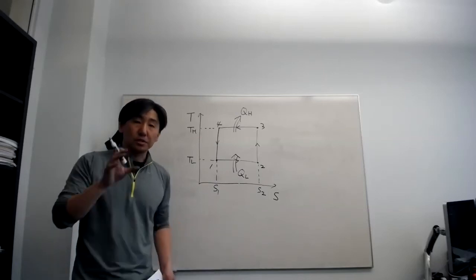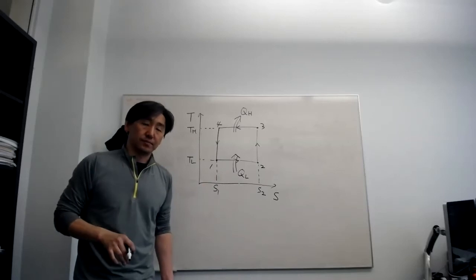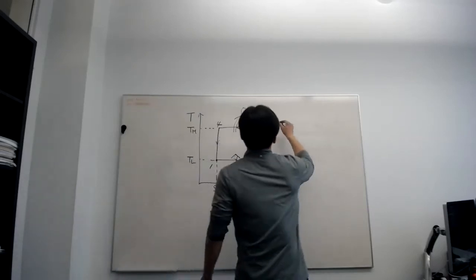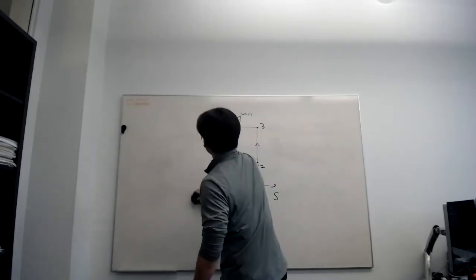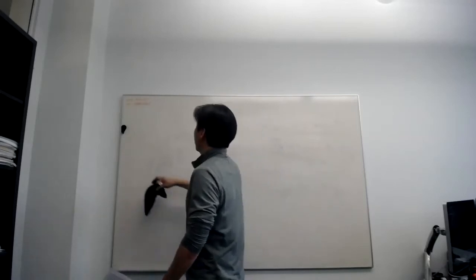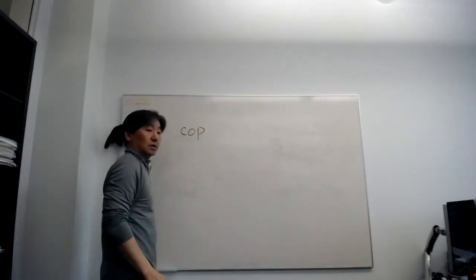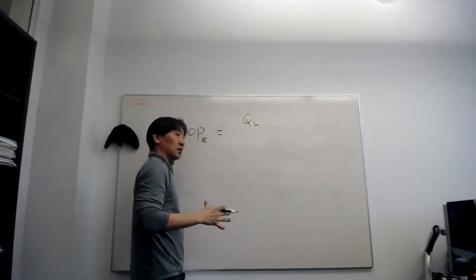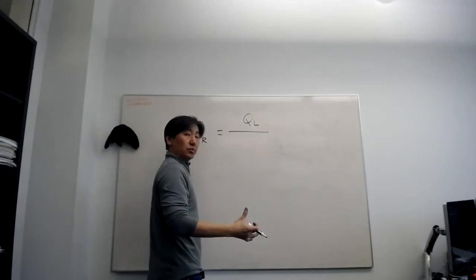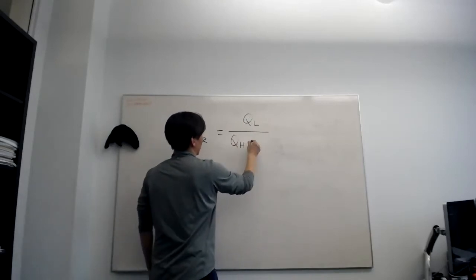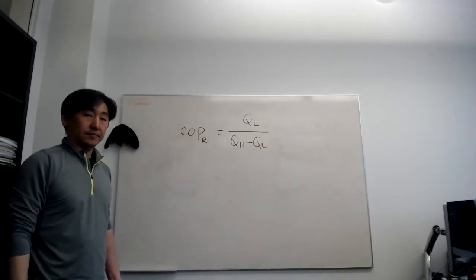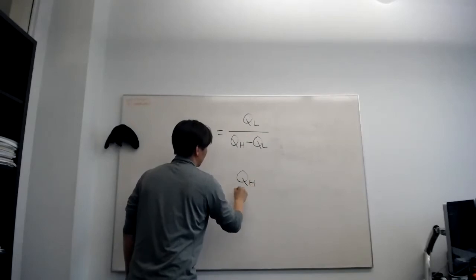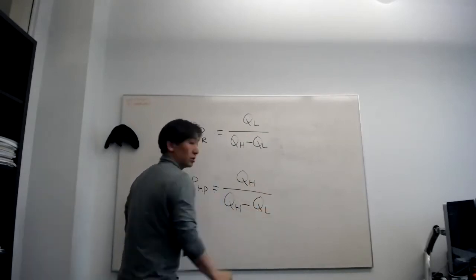Do you remember the definition of COP for refrigerator and heat pump? Okay, let me just draw it. Now, COP for refrigerator can be expressed as QL, the desired output, divided by the required input, which means W net in, or we can say that is QH minus QL. Now, for heat pump, that is QH divided by QH minus QL.